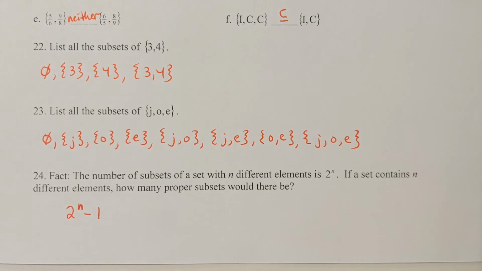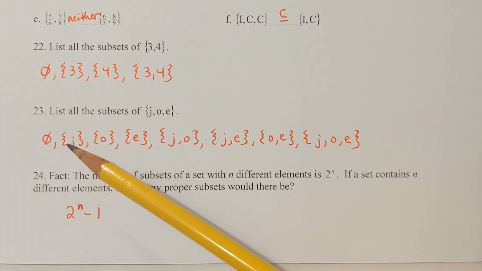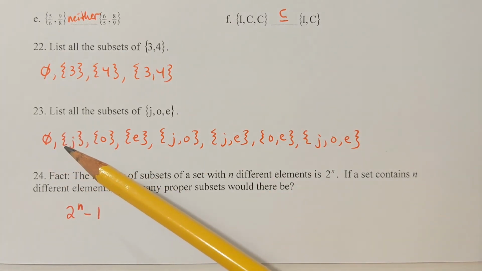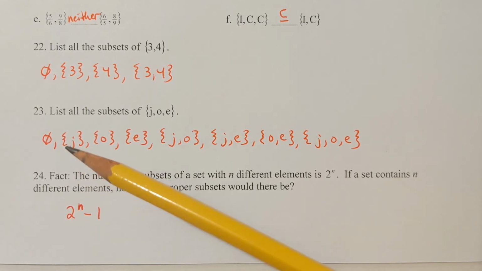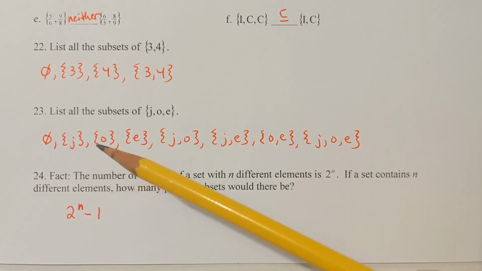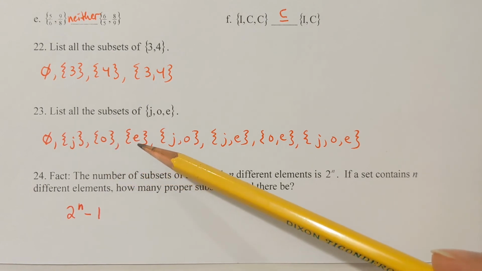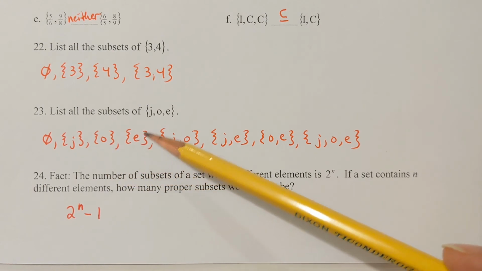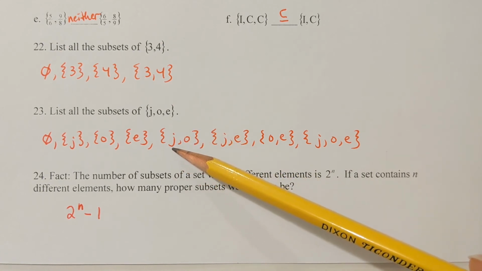Problem 23, list all the subsets of the set containing little j, little o, little e. Well, the empty set is always a subset of any set. The empty set, again, is always the set that I list first. You don't need to do it like that, but since the empty set is always going to be a subset of any set, I always list that first. The set containing j, the set containing o, and the set containing e are all subsets of the set containing j and o and e. The set containing j and o.